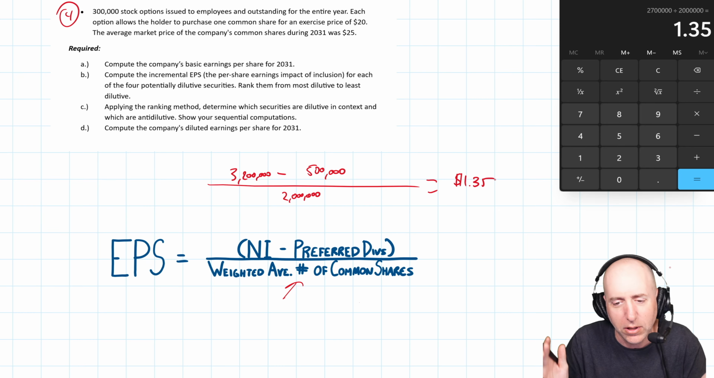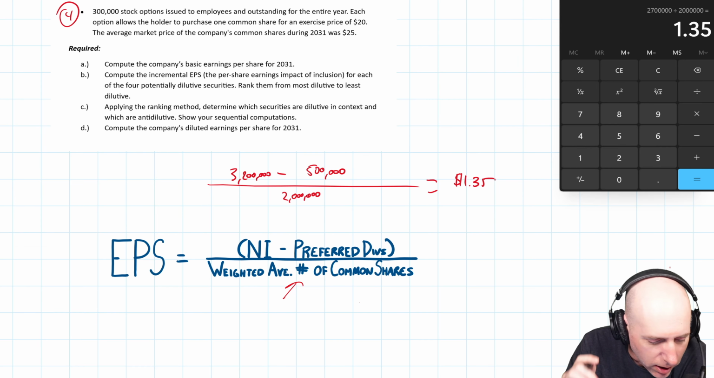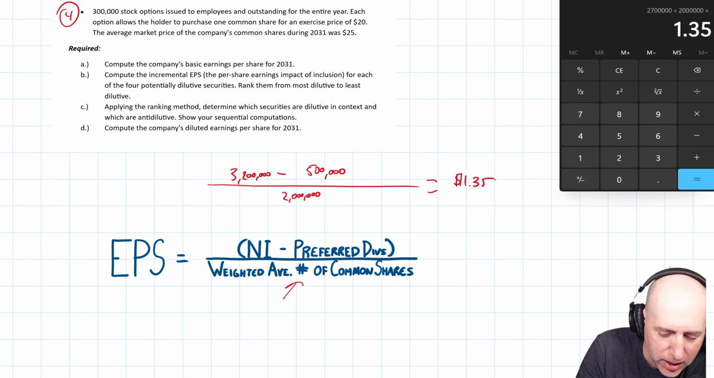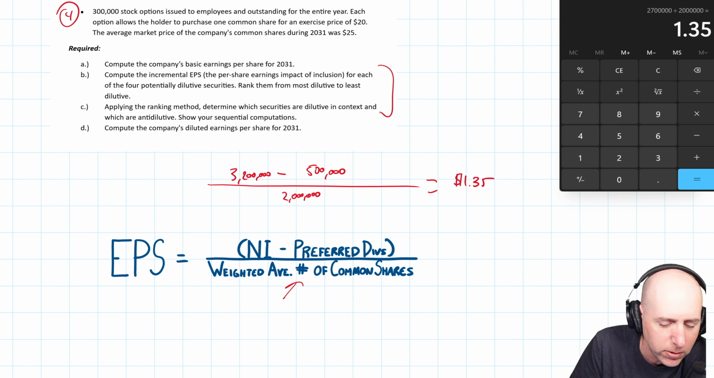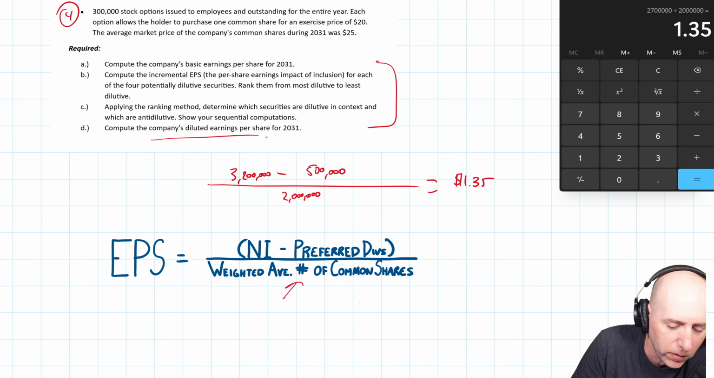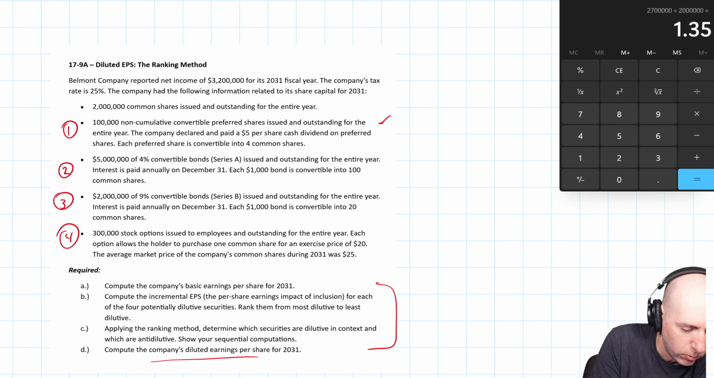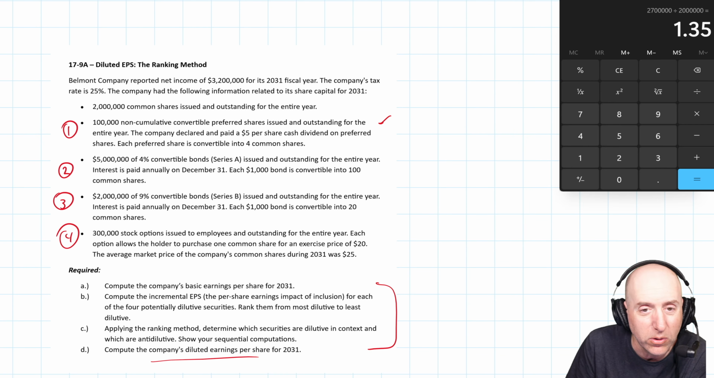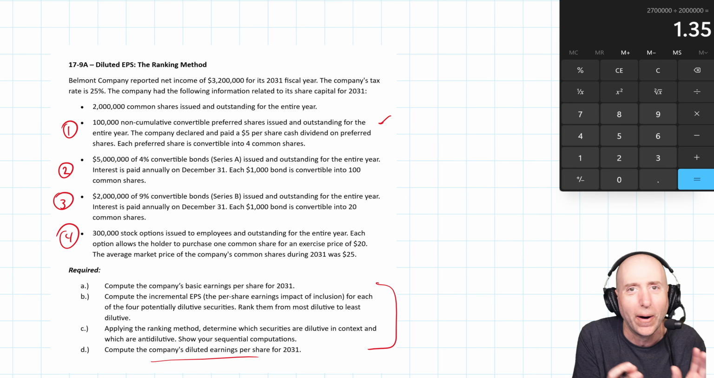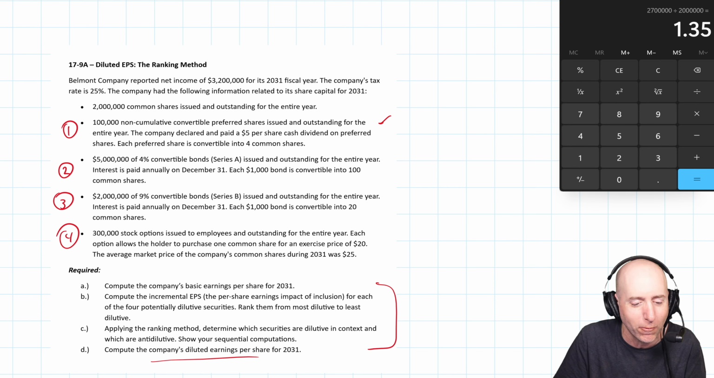Is this good or bad? We have no idea, right? We'd have to see the previous year. The next step, I do these 2 in 1, well, really 3 in 1. Basically, we're trying to get to diluted earnings per share. And how do we do it? We look at each of these items, 1, 2, 3, 4, and see if they're dilutive and how dilutive they are compared to each other, and we rank them.